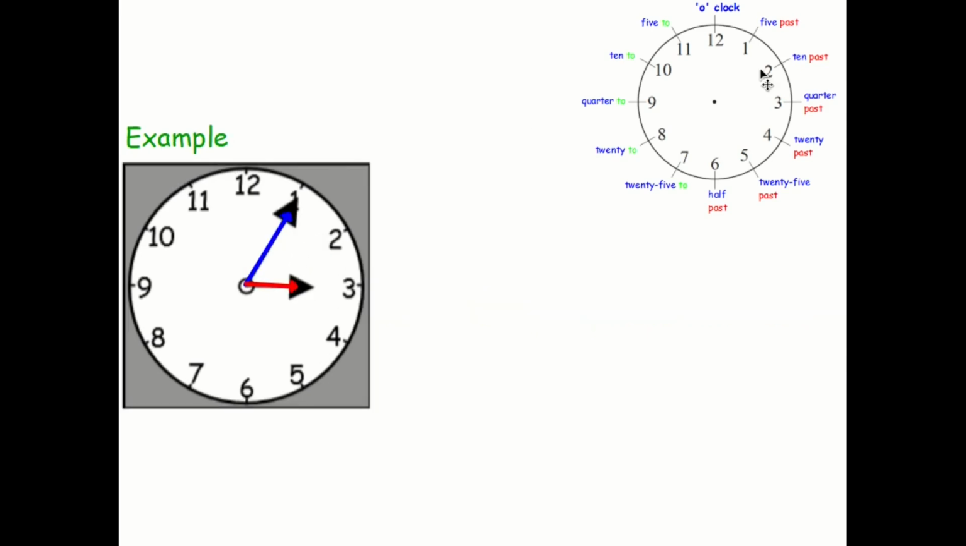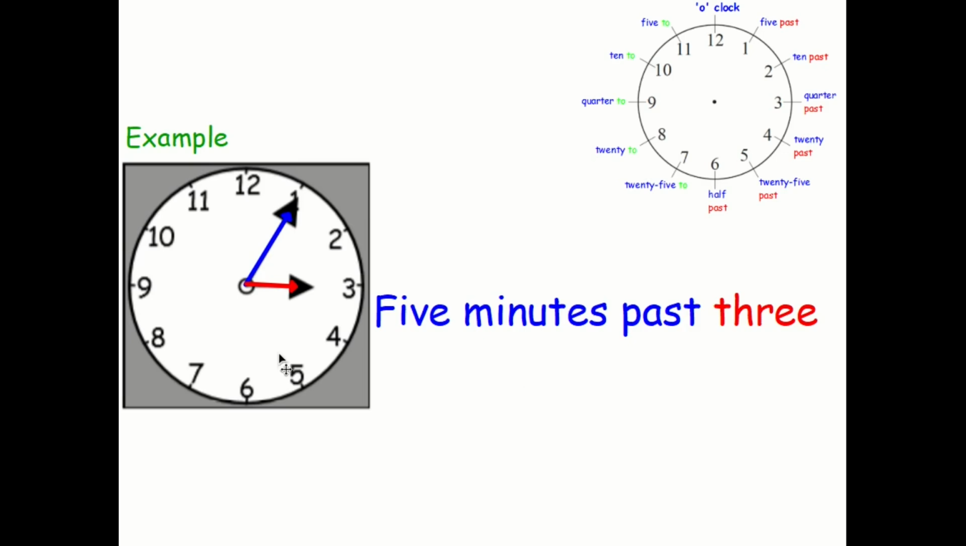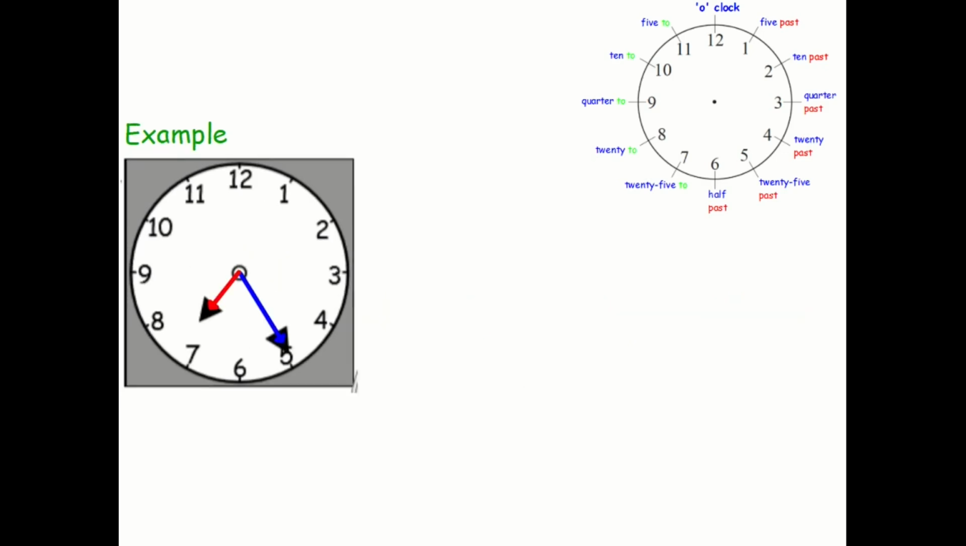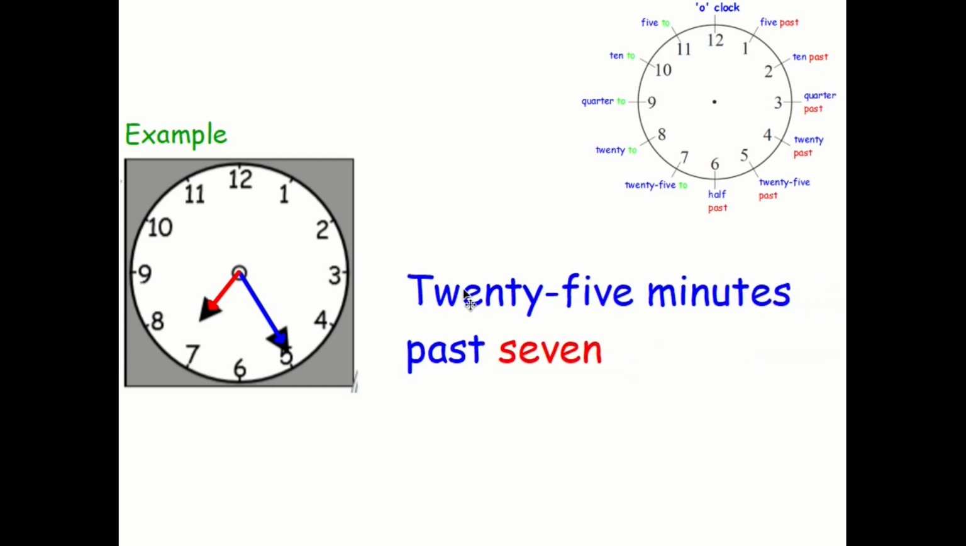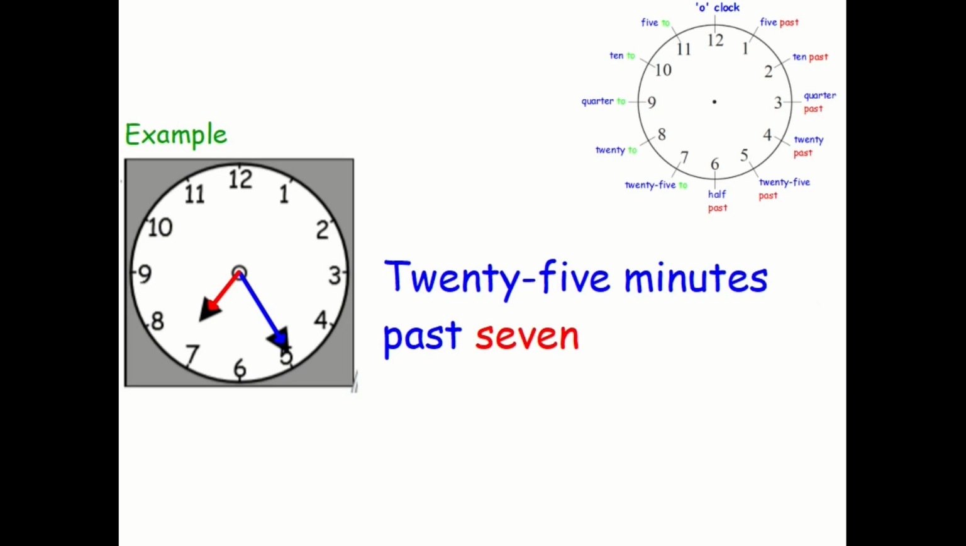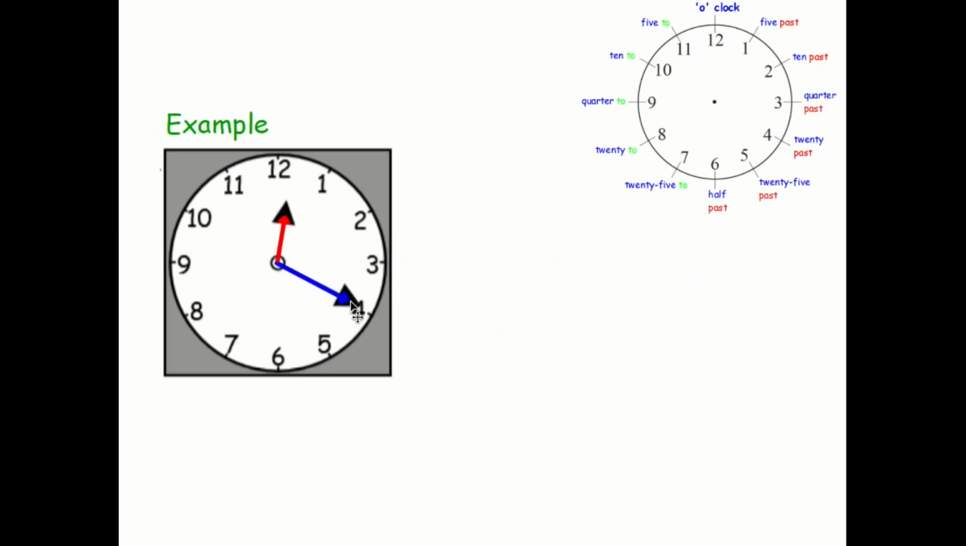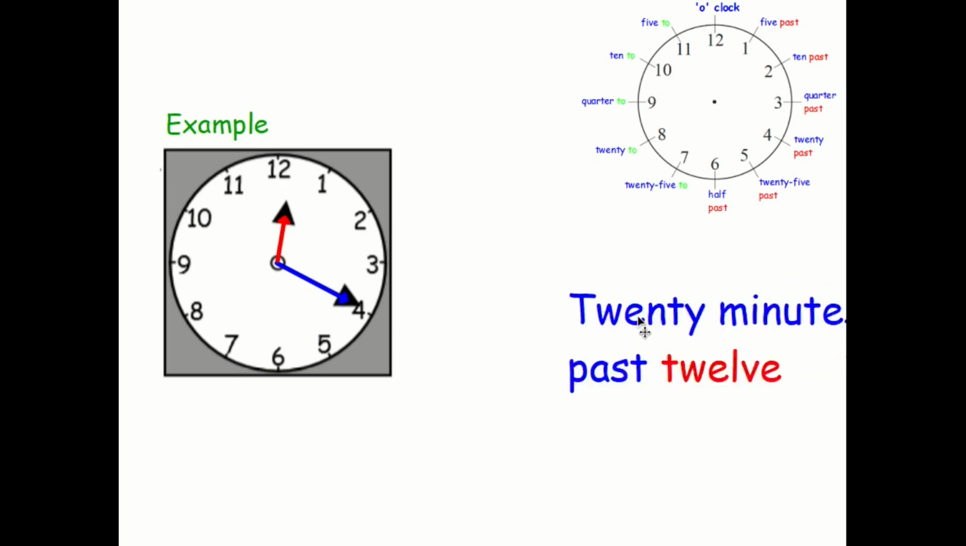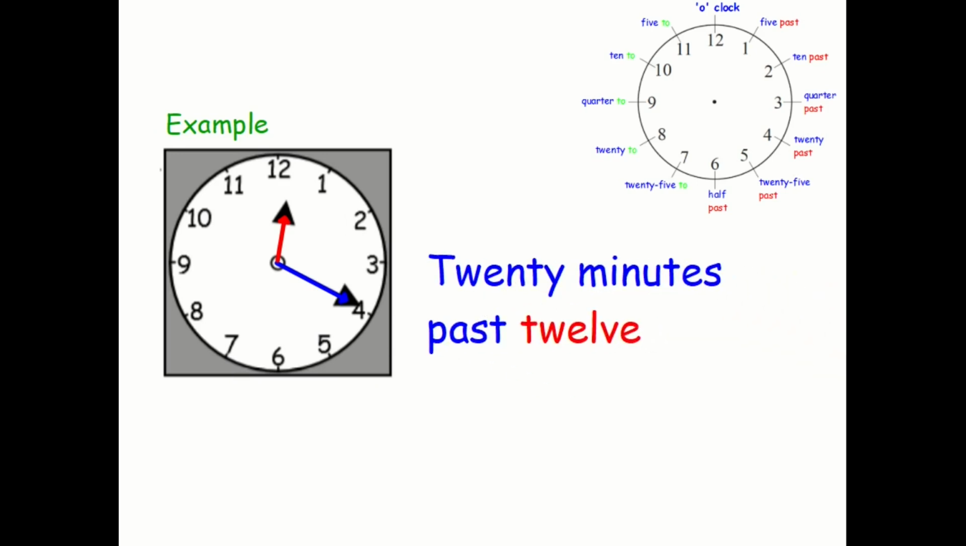Here, the minute hand is at the 5, so we say 5 past. And the hour hand is pointing towards the 3, so it is 5 minutes past 3. Here, the minute hand is at the 5, so we say 25 past, and it's 25 past 7. Here, the minute hand is at the 4, so we say 20 past, and the hour hand has just gone past the 12, so we say it is 20 minutes past 12.